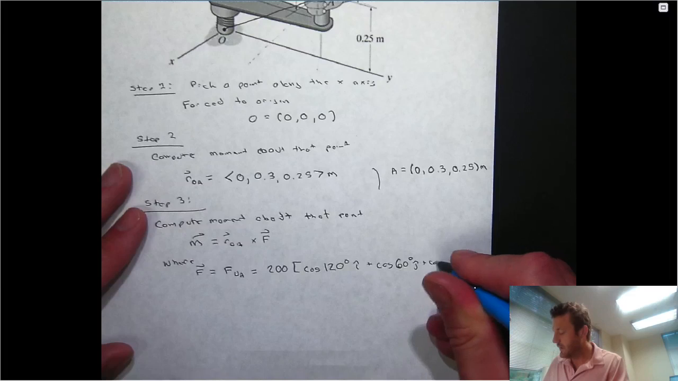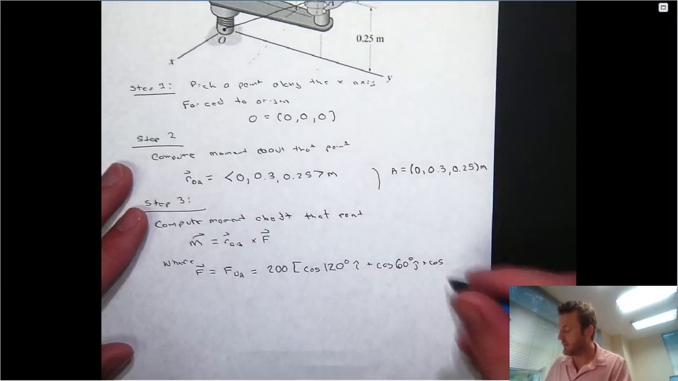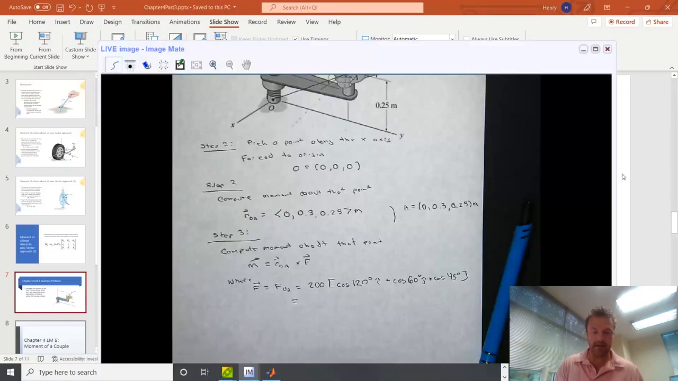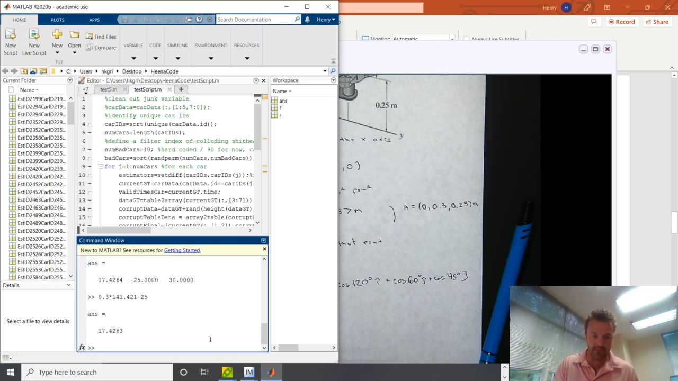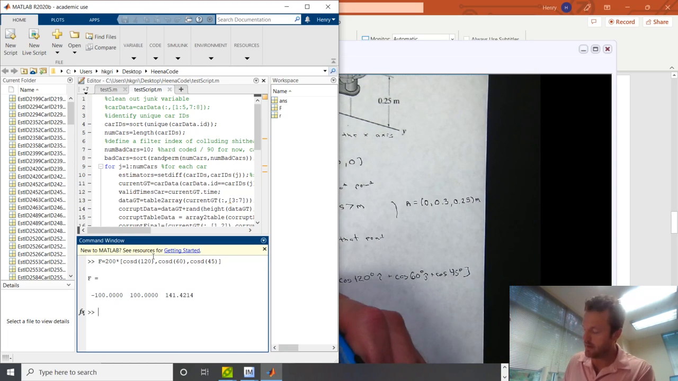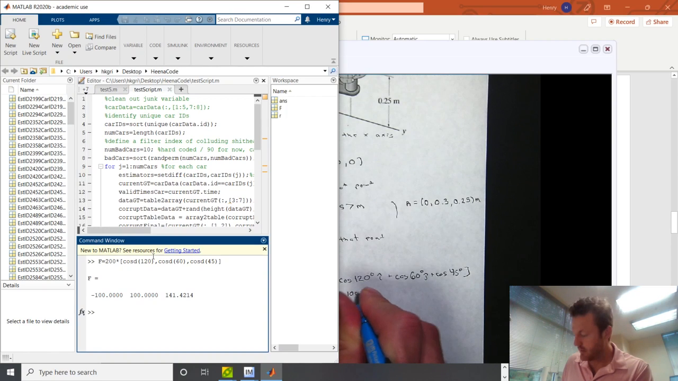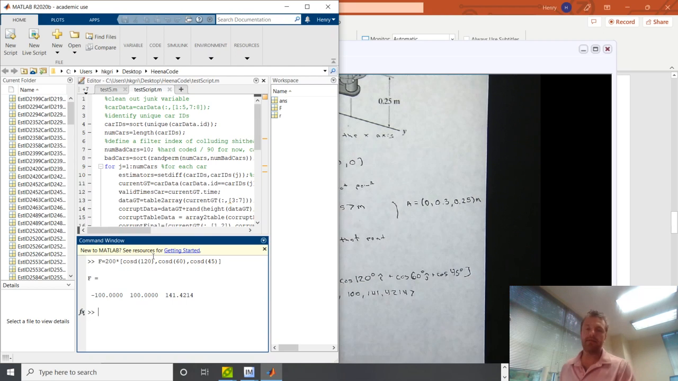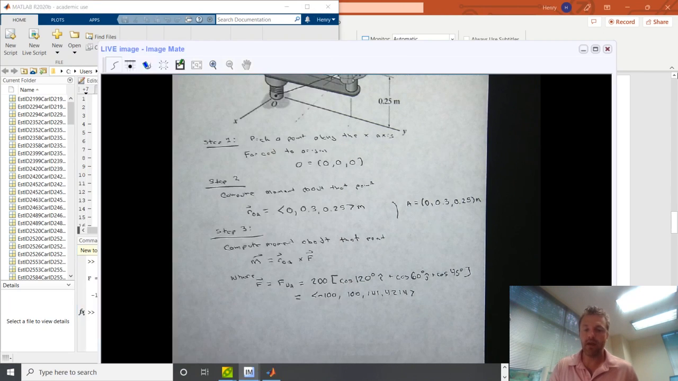And then finally, for the z-axis, we're told that it's a 45 degree displacement. So let's actually compute what that is. And I will go to MATLAB in order to do this. And I ran through it beforehand. So let me just say that the force is equal to 200 times cosd of 120, cosd of 60, cosd of 45. And that turned out to be minus 100, 100, and 141 point. I'll carry a little more precision, even though I'm going to be using the values that are stored within MATLAB.